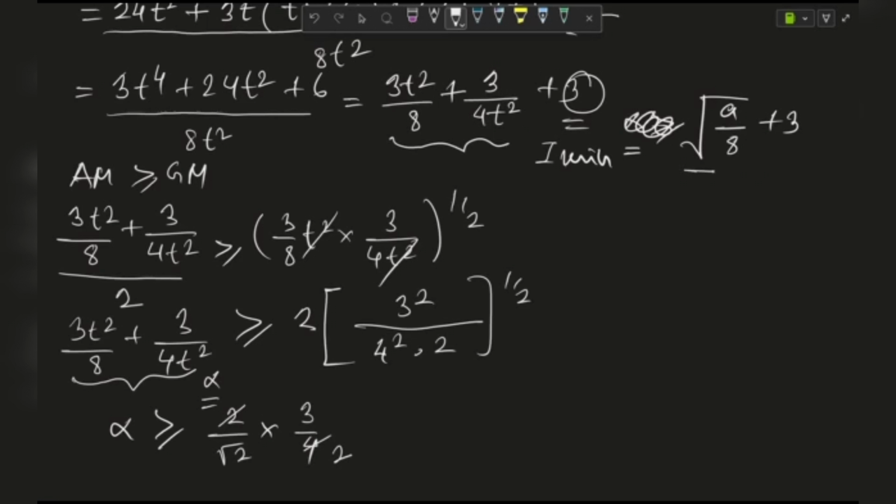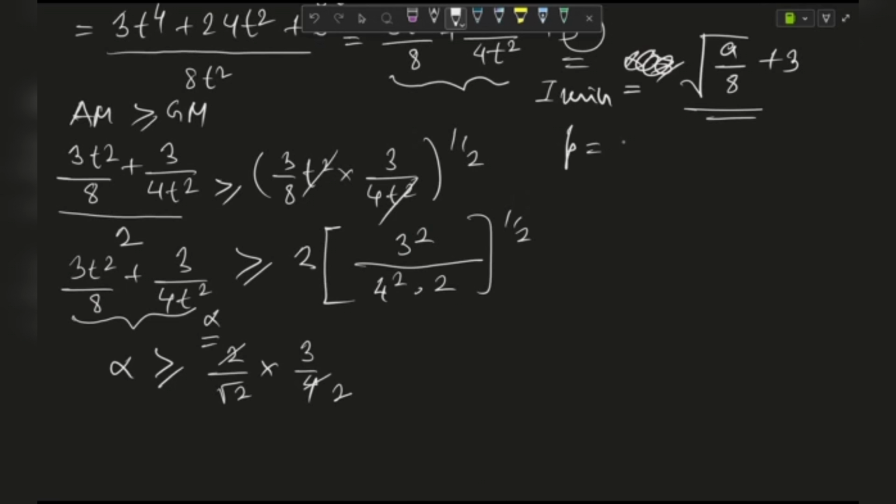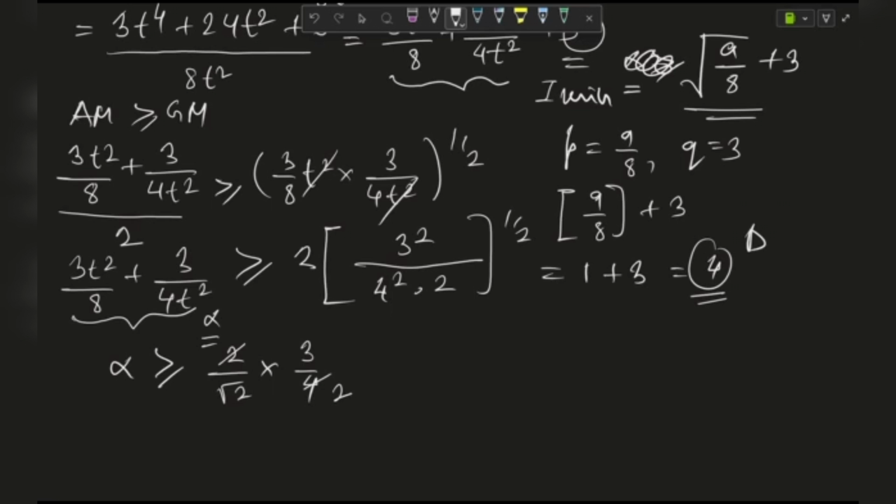Now we have the result ready, so we will look at the question once. Our final minimum value was given to be root under p plus q. So p is basically 9 by 8 and q is 3. And now we have to find the value of box of p plus q. So p is 9 by 8, q is 3. Now 9 by 8 is 1.125, something like that. So the box value is 1 and this is 3. So our answer for this question will be 4, which is, I guess, option D.